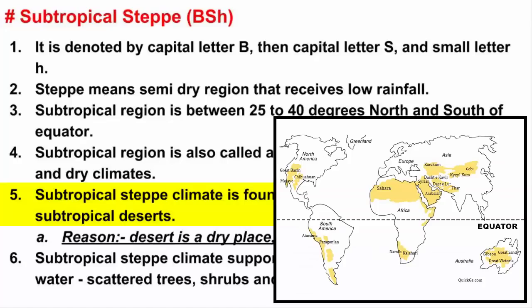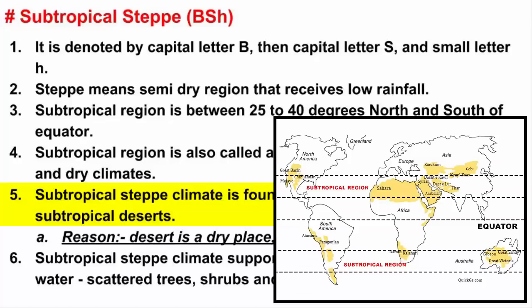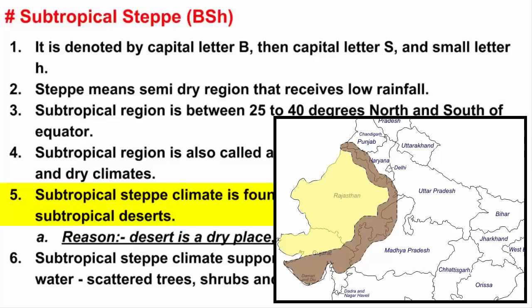So here are deserts that exist in subtropical region. These are areas nearer to the Great Australian Desert, the Sahara of Northern Africa, and then places in Southwest Asia, especially the Thar Desert in India. And if you look at this map of India, the Thar Desert of Rajasthan is a subtropical desert. So the region around Rajasthan, which is Gujarat and Madhya Pradesh, you will find these places to be semi-arid or semi-dry. In other words, subtropical steppe climate exists here.